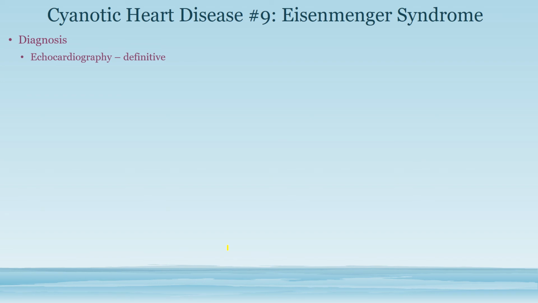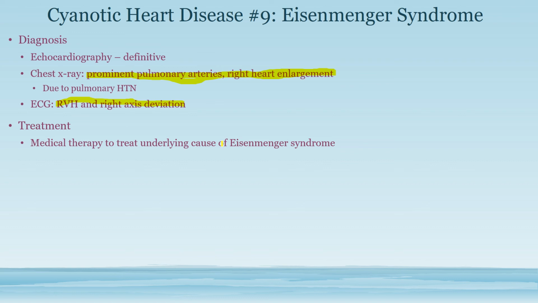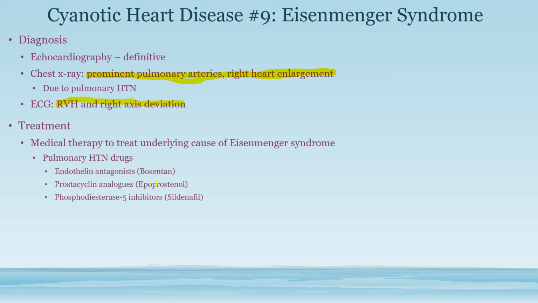Echocardiography is definitive because it will tell you the pressures and what's going on in each individual side of the heart. Chest X-ray will show prominent pulmonary arteries and right heart enlargement because remember, the right heart and the pulmonary vascular resistance have increased, which is causing this problem, the right to left shunt now, and it's due to pulmonary hypertension. EKG will show right-sided enlargement and right axis deviation, and the treatment is medical therapy to treat the underlying cause. So you want to figure out what's exactly going on that's causing this, either VSD, ASD, AV septal defect, or PDA, and you need to treat the increased pulmonary vascular resistance with different drugs.